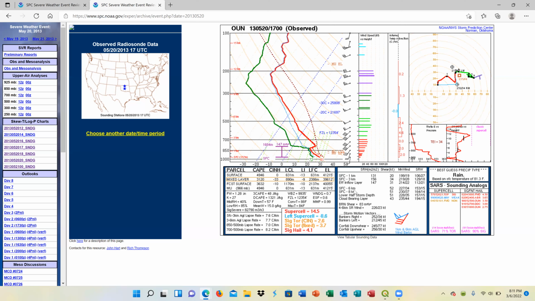It even shows quite a bit. The lapse rates have dipped down a little bit more, but it's still a pretty bad day for what happened.